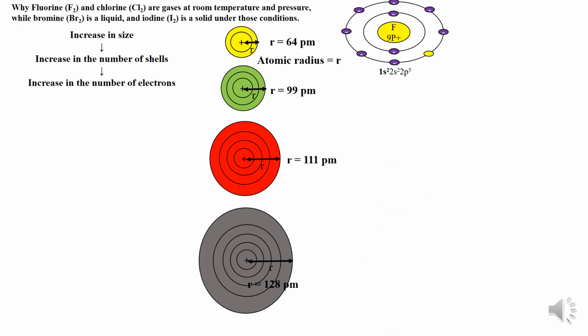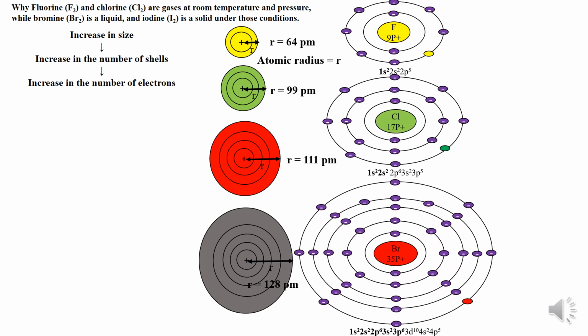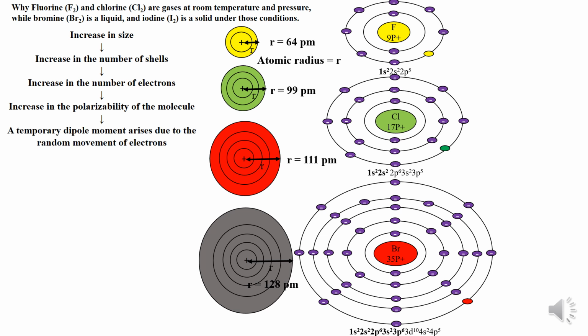So this leads to an increase in the number of electrons. So 9 electrons in case of fluorine, 17 electrons in case of chlorine, 35 electrons in case of bromine, and 53 electrons in case of iodine. So this leads to an increase in the polarizability of the molecule, and as a result, a temporary dipole moment arises due to random movement of electrons.